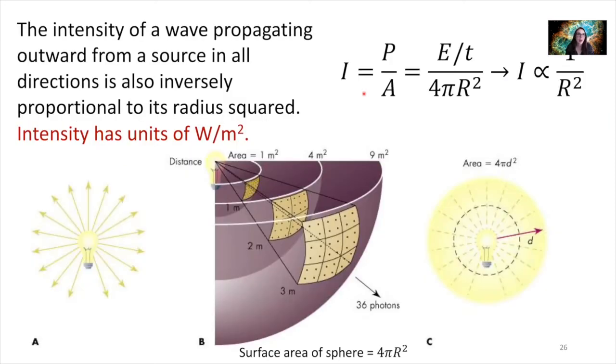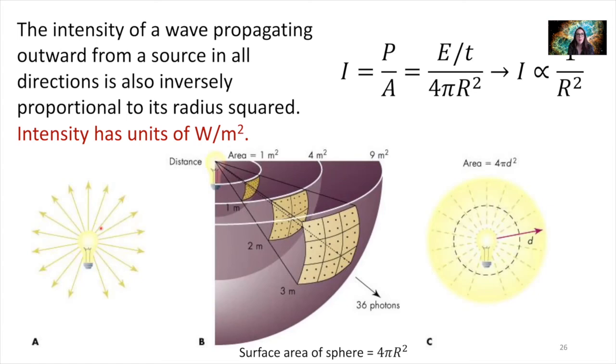We already talked about the intensity of a wave being inversely proportional to the distance away from the source squared. Now, intensity has units of watts per meter squared. So intensity is a power over an area. Power has units of watts, and area has units of length squared. That's why intensity has units of watts per meter squared.